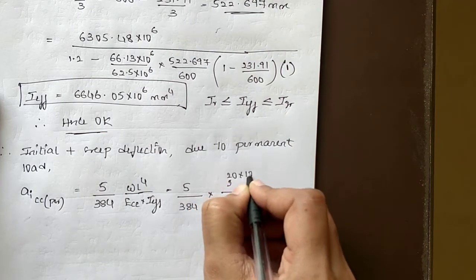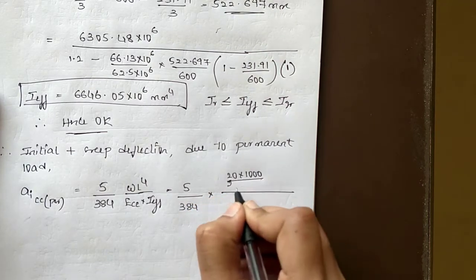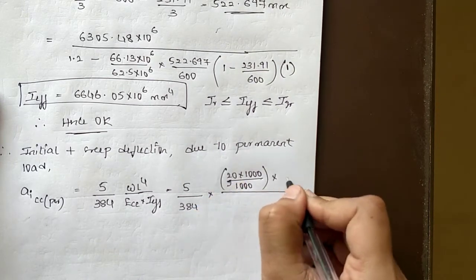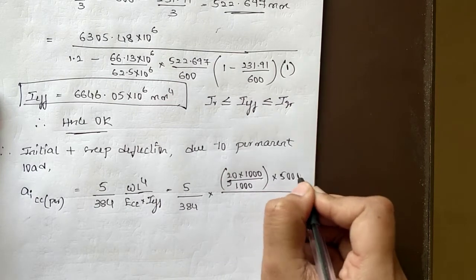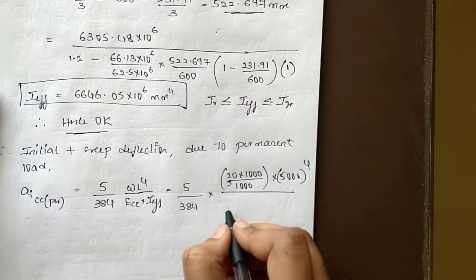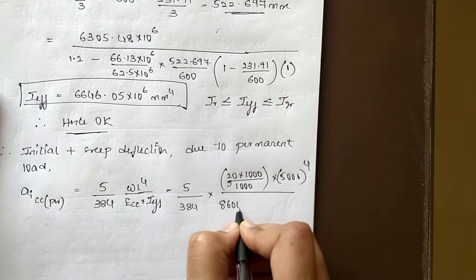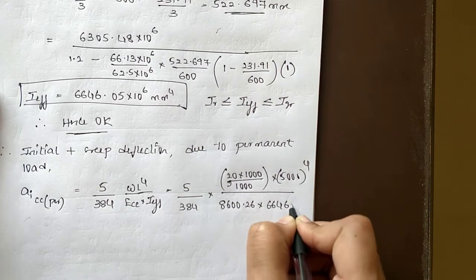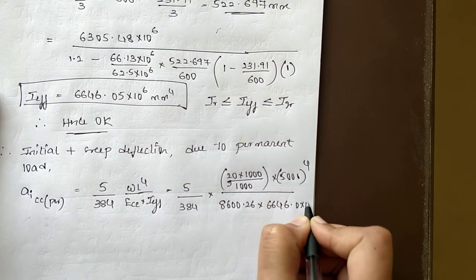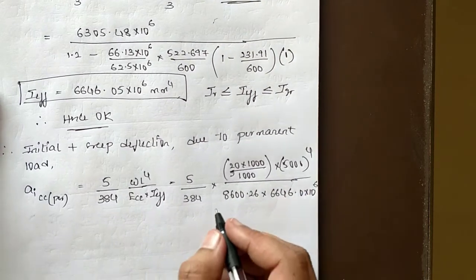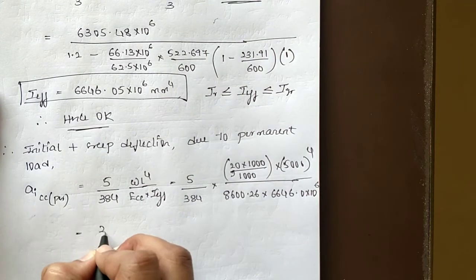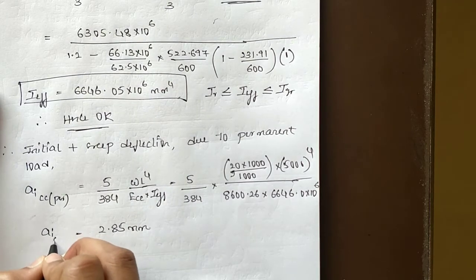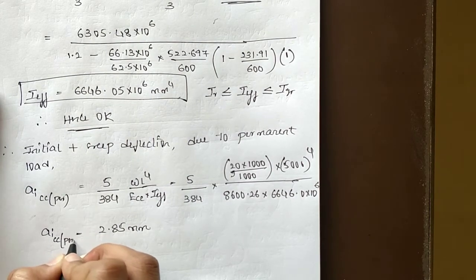Substitute the value: 5 divided by 384 into W value, it is 20 into 1000 divided by 1000, multiplied by L value, 5 meter, substitute in mm, EC value 8600.26 multiplied by 6646.0 into 10 to the power of 6. Upon simplification, you will get it as 2.85 mm. This is what your delta ICC permanent.